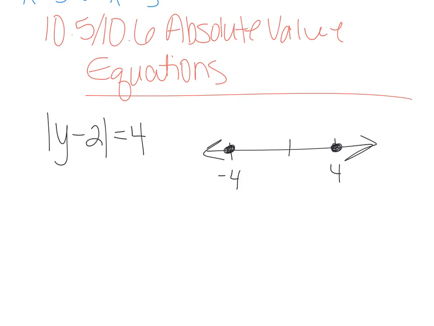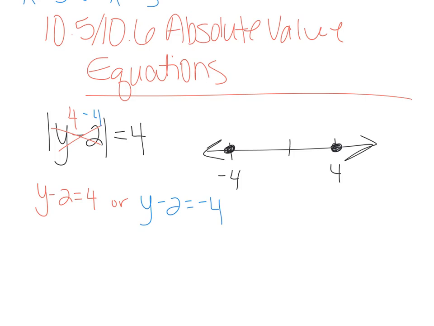So what this tells me is that y minus 2 could be equal to 4. Because remember, there could be a 4 inside here instead of y minus 2, and that would be true. So I'm going to set y minus 2 equal to 4 because that's a possible solution. Or I also know that y minus 2 could also be -4, because if I take the absolute value of -4, I also get 4. So we actually have 2 equations, and we're just going to solve both of these.